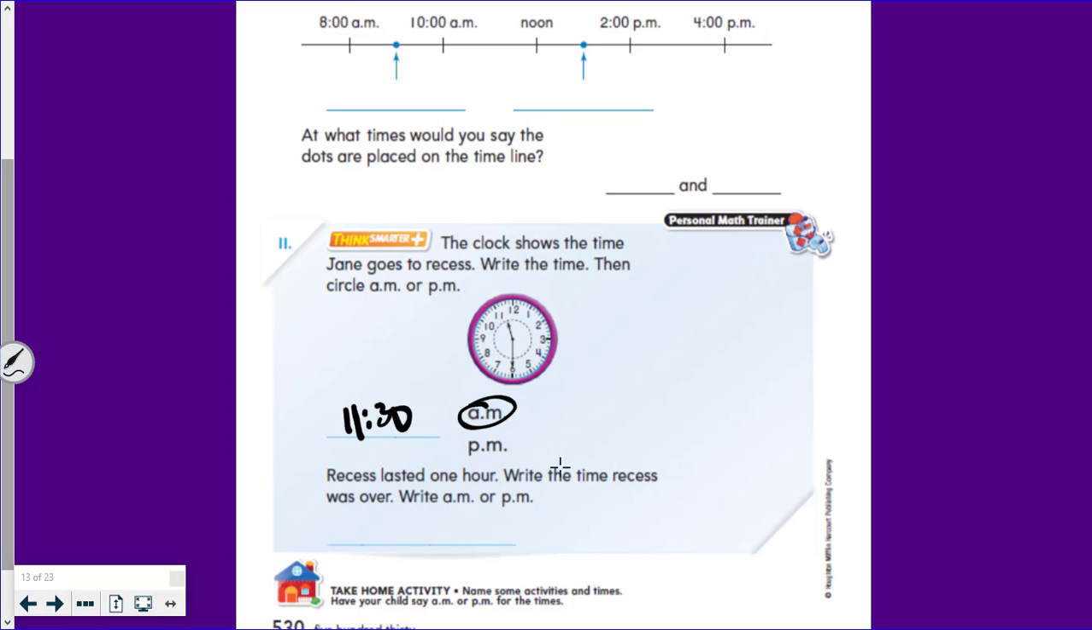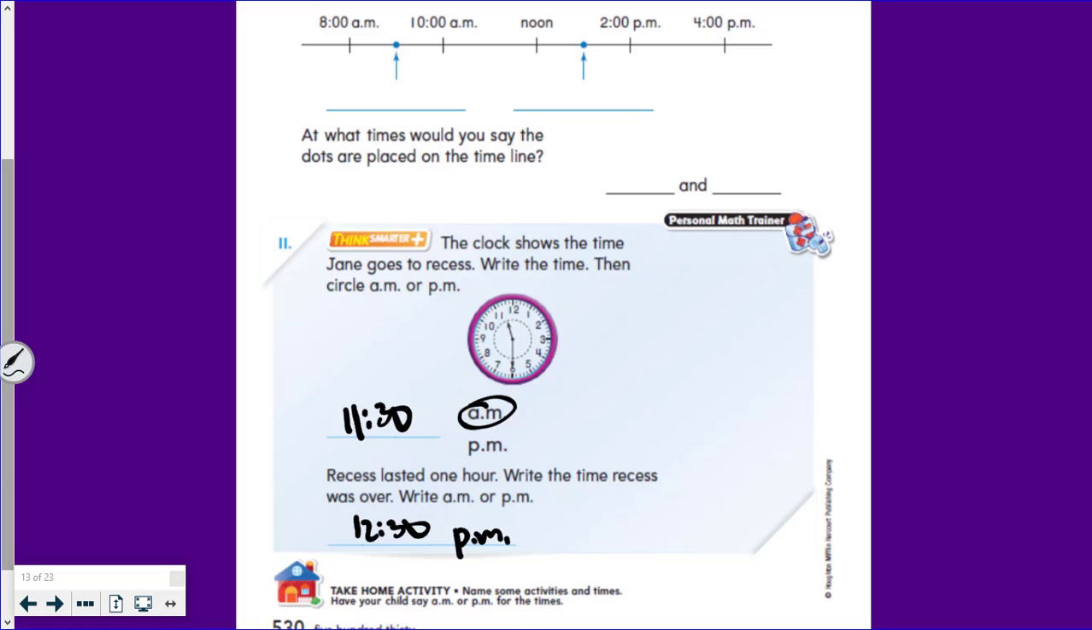Recess lasted 1 hour. Write the time recess was over, write AM or PM. So if we add 1 hour to 11:30, right? So we're at 11:30. If we add 1 hour, that means the minute hand has to go around one time and the hour hand is going to go to the next hour. The time would be 12:30. Okay, and so now that it's after 12, is it going to be AM or PM? PM.